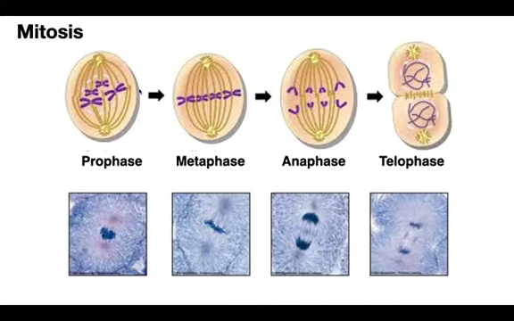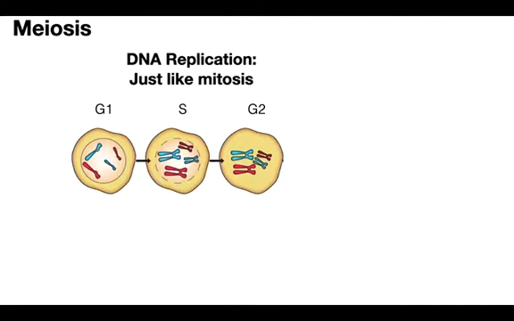During prophase, these sister chromatids are assembled at the center of the cell and the nuclear membrane drops. In metaphase, they are lined up down the middle of the cell. During anaphase, they are split from each other and separated. And during telophase, two cells form. Now let's talk about how that's a little bit different in meiosis.